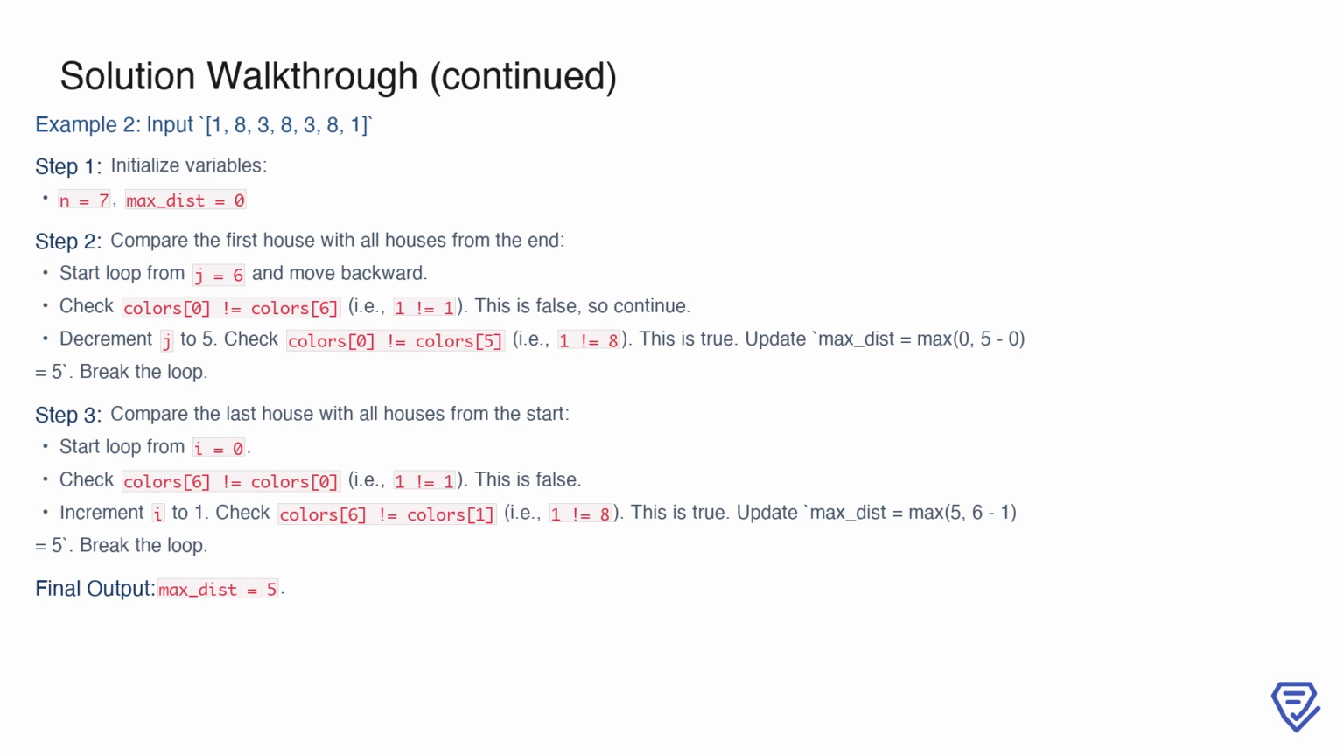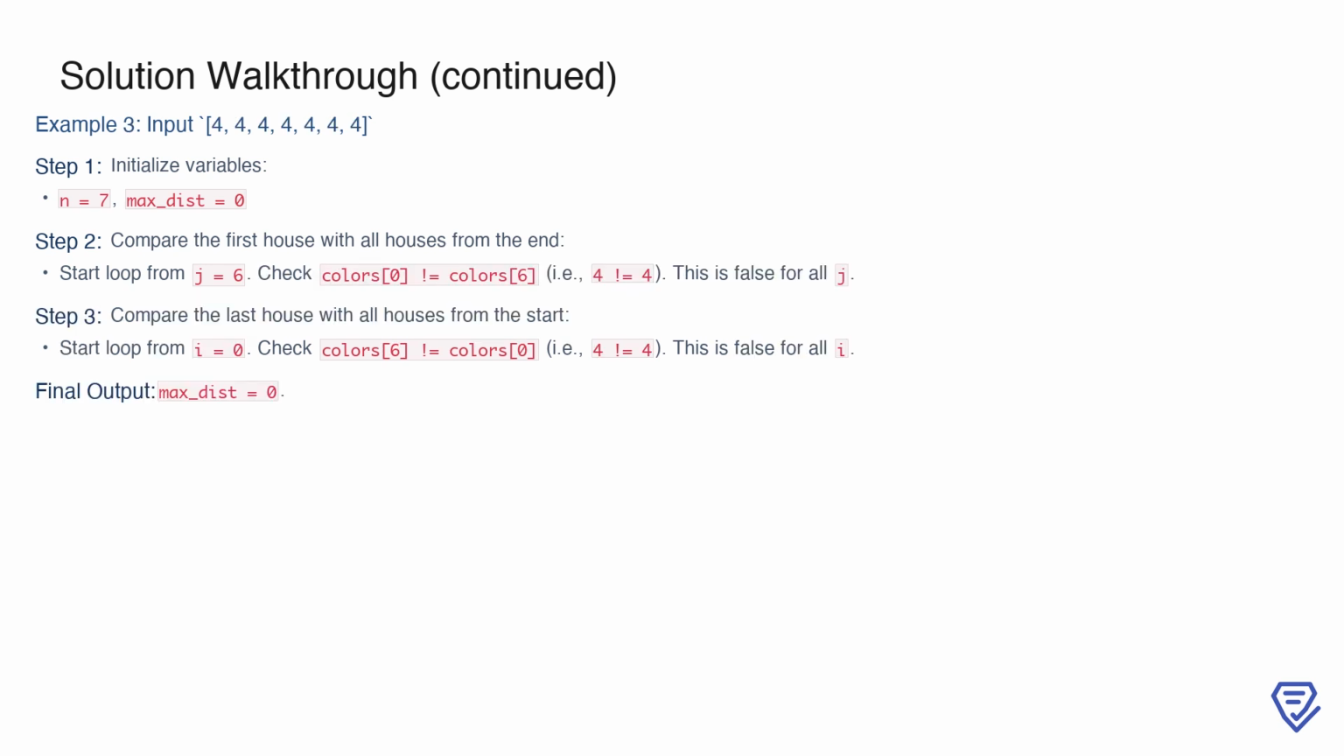The condition is true, so we calculate the distance as 6 - 1, which equals 5. Since max_dist is already 5, it remains unchanged. The final output for this example is max_dist equals 5.